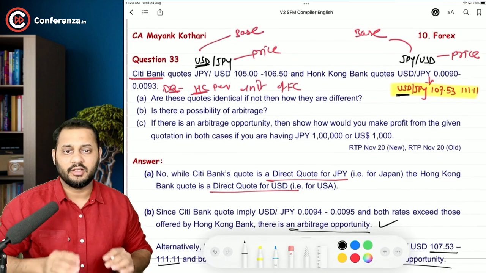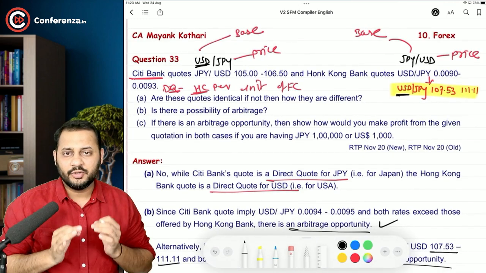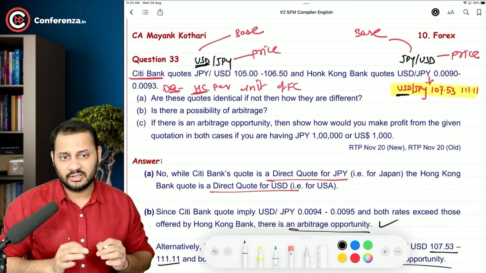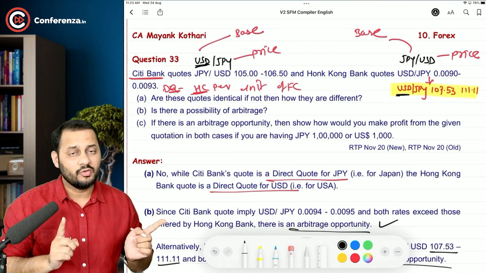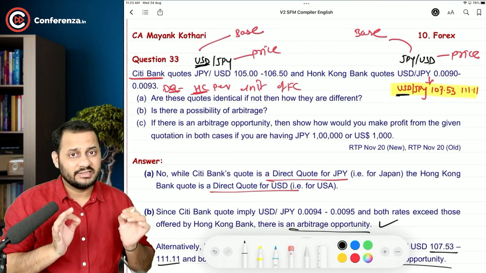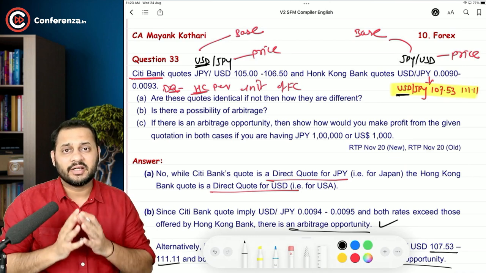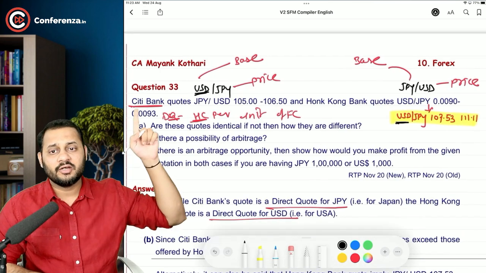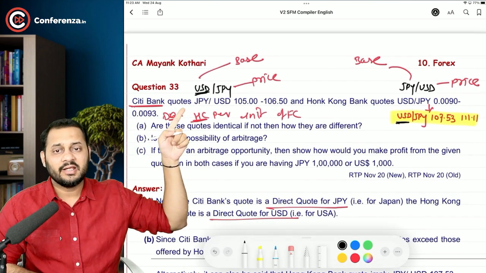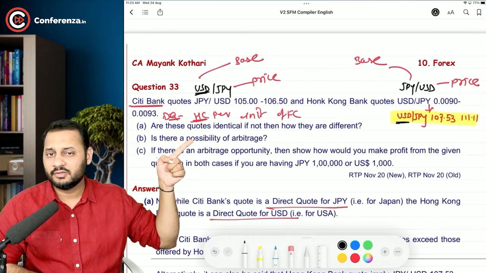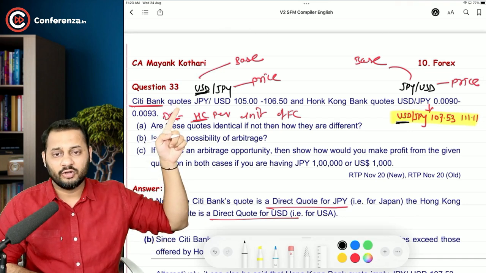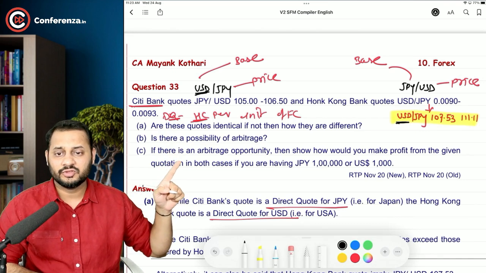Now you tell me, in which market should you buy the base currency? In both the quotes, our base currency is dollar. In which market will you buy the base currency? In whichever market the rates are lower. So start from this market. Citibank has a lower rate for dollar than the Hong Kong bank. Buy the dollar in this market, and for that purpose you will have to sell yen.